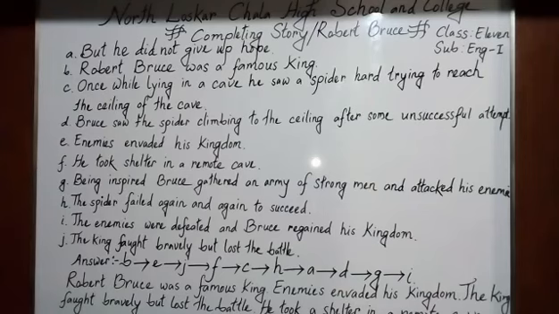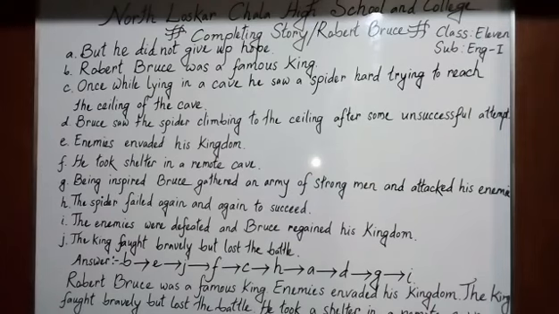Here B, Robert Bruce was a famous king. We can take B first, and you have to use an arrow sign after each one. At first B, Robert Bruce was a famous king. Then we can see E, enemies invaded his kingdom. Then J, the king fought bravely but lost the battle. Then F, he took shelter in a remote cave.